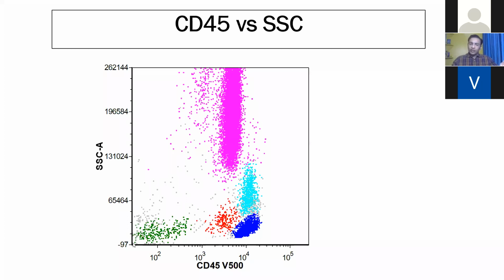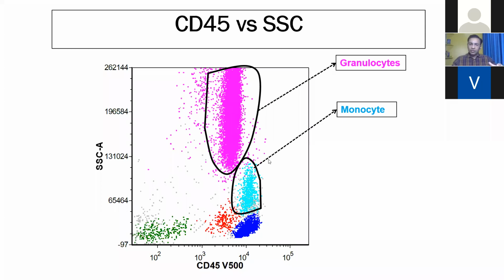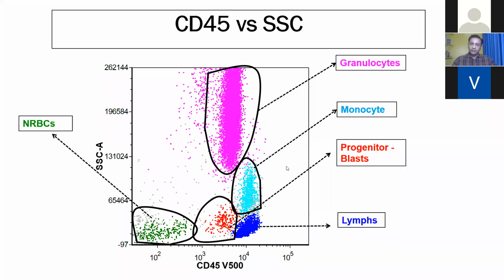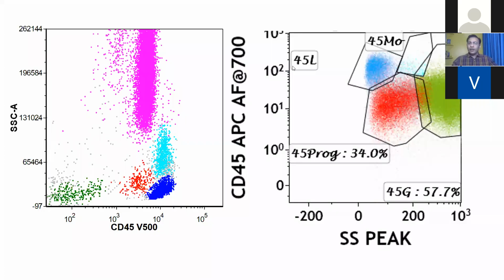And NRBCs, or immature erythroid cells, generally lose their CD45 and fall in this region, and they have low side scatter. So the green dots represent these erythroid cells. Just to show you, these are lymphocytes, monocytes, erythroid cells, blasts, and lymphocytes. When we start the analysis, this is another plot, another way to look at it. For side scatter, we generally look using a linear scale, and also a logarithmic scale. It is nothing but a different type of representation.